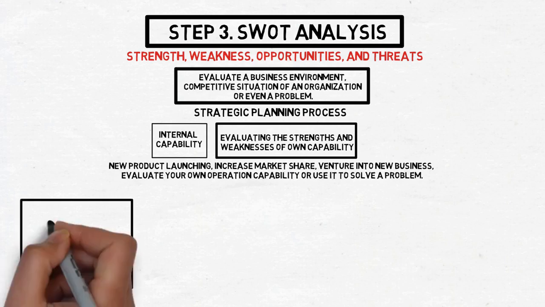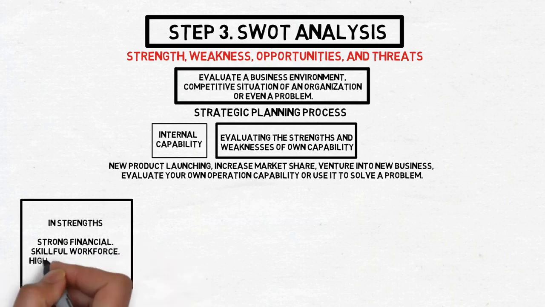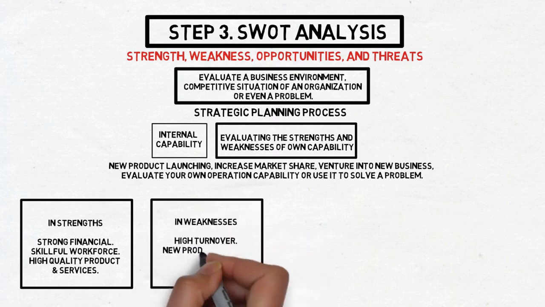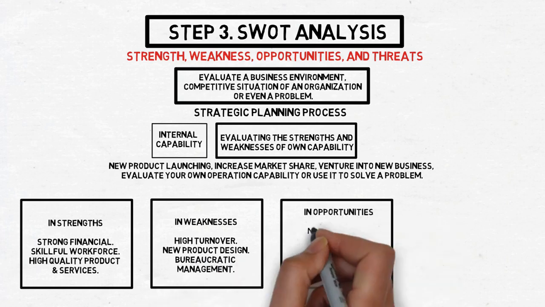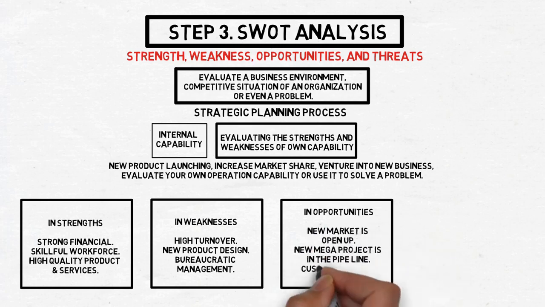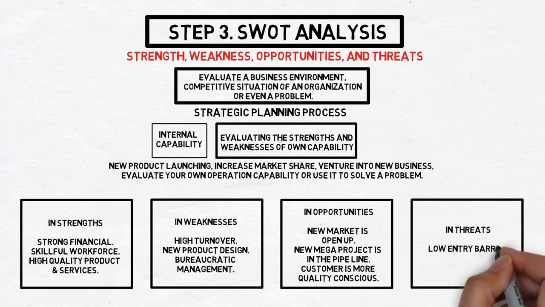In strengths, write about strong financials, a successful workforce, and high-quality products and services. In weaknesses, write about high turnover, slowness in new product design, and bureaucratic management. In opportunities, write about a new market opening up, a new mega project in the pipeline, and customers being more quality conscious. In threats, write about low entry barriers and price wars.